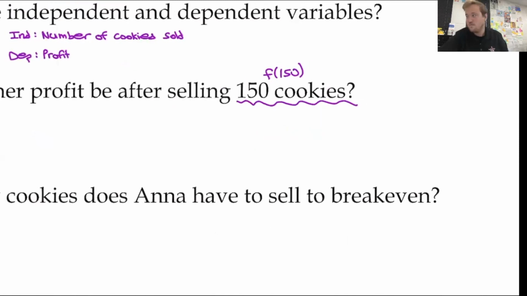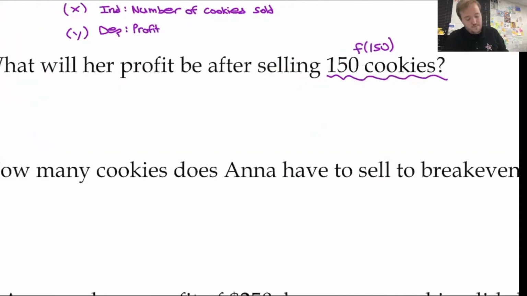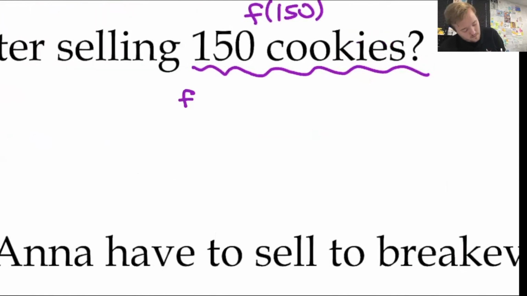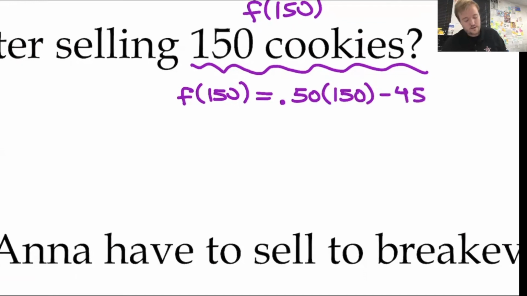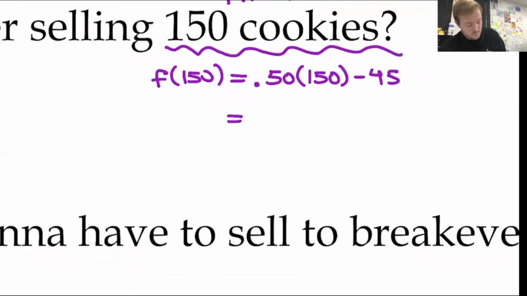Okay. I'm not a human calculator. Okay. So I'm going to find f of 150. So 0.5, so 50 cents for 150 cookies. You want to subtract 45. Half of 150 is 75, minus 45, so 30. Just going to double check because you never know. Yay. Okay. So her profit is $30.